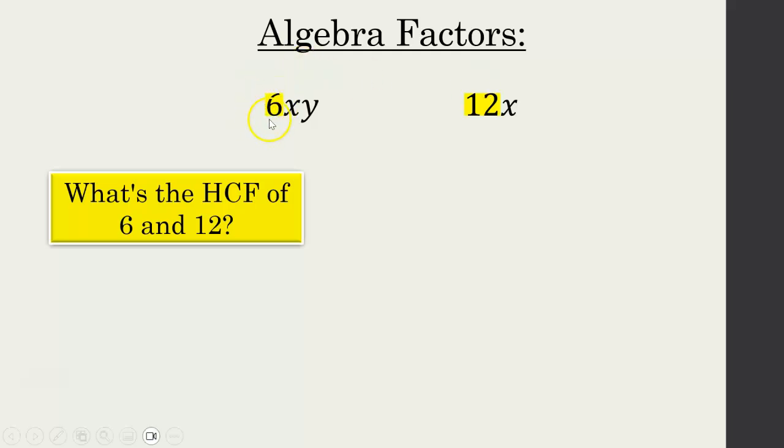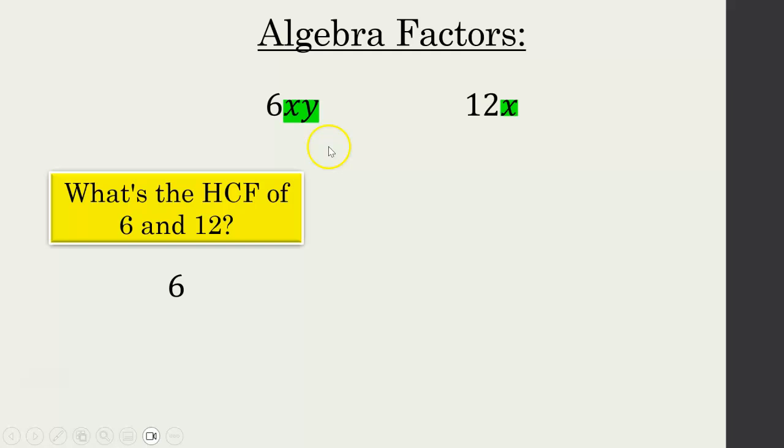So what number can be divided into 6 and into 12? And what's the greatest number that can be divided into 6 and 12? Well, it would be 6, because I can divide 6 by 6 and I'll get 1, and 12 can also be divided by 6. So 6 is the highest common factor of 6 and 12.